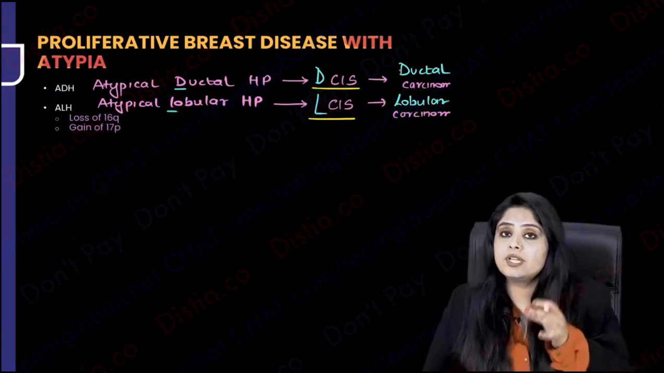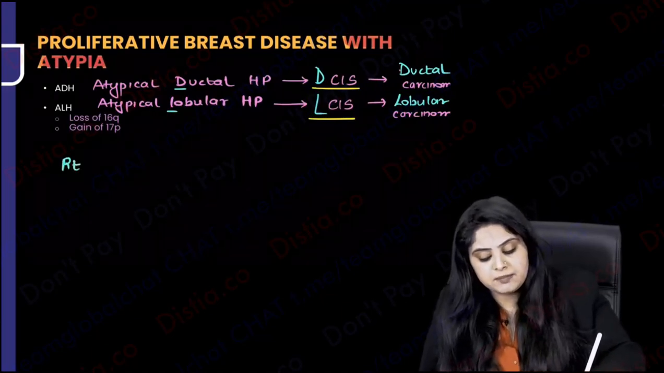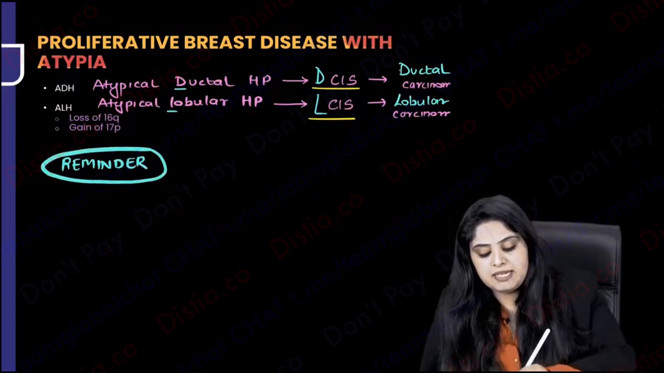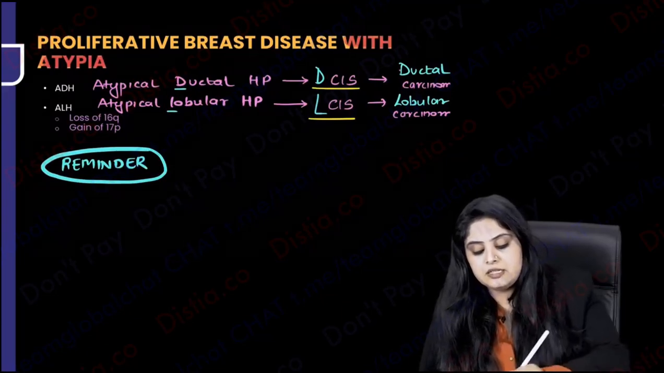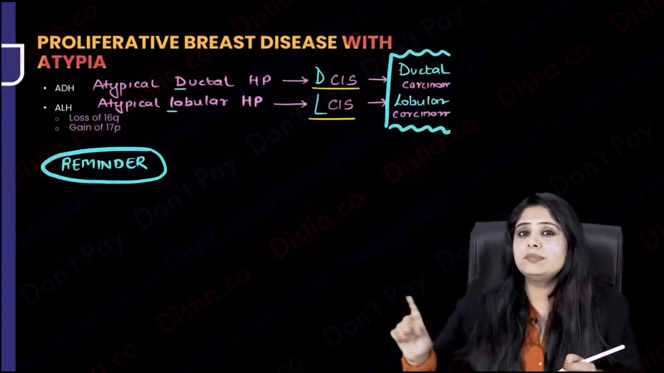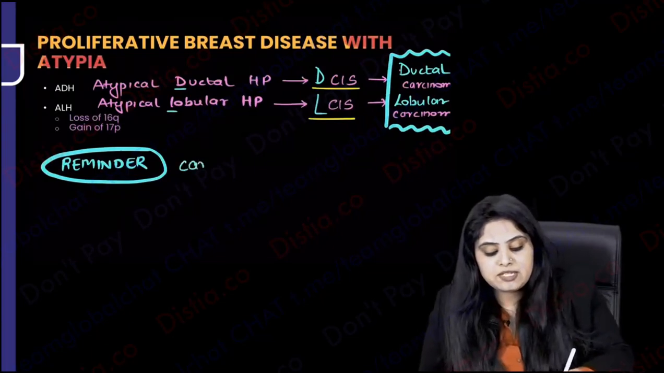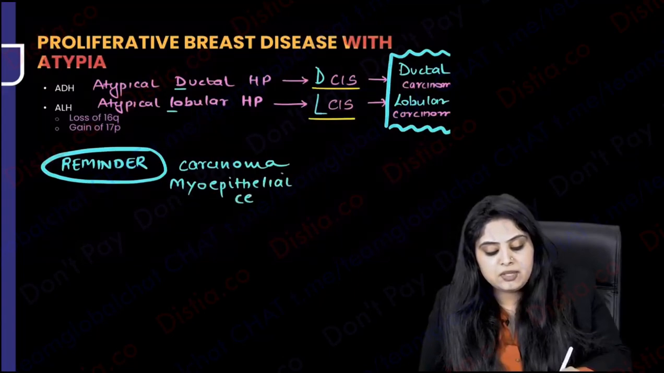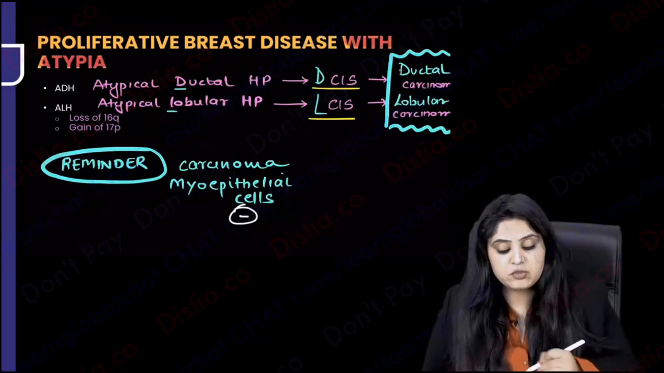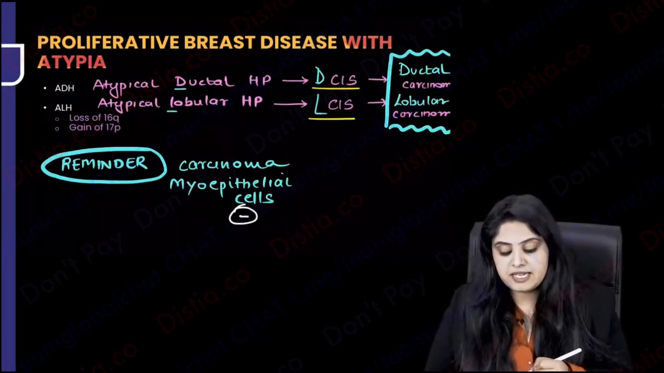So now, before I go into the cancers, I want to give you a reminder. And that reminder was that till the time you were not having a malignant condition like a ductal carcinoma or a lobular carcinoma, do you remember what cells were going missing and then I was scared? The reminder was that in carcinomas, which cells were missing? The myoepithelial cells go missing. In carcinoma, the myoepithelial cells are going to go missing, or in other words, the myoepithelial cells are going to be absent.